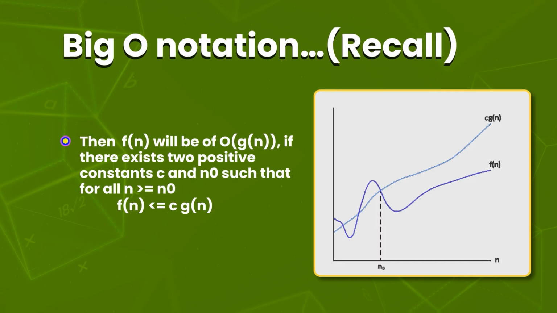There exist two positive constants. What are the two positive constants? One is c, another is n0. n0 is the point after which c g(n) is going to be greater than or equal to f(n), or in other words, f(n) is going to be less than or equal to c g(n). That is the basic definition of upper bound. The same applies in this particular case.